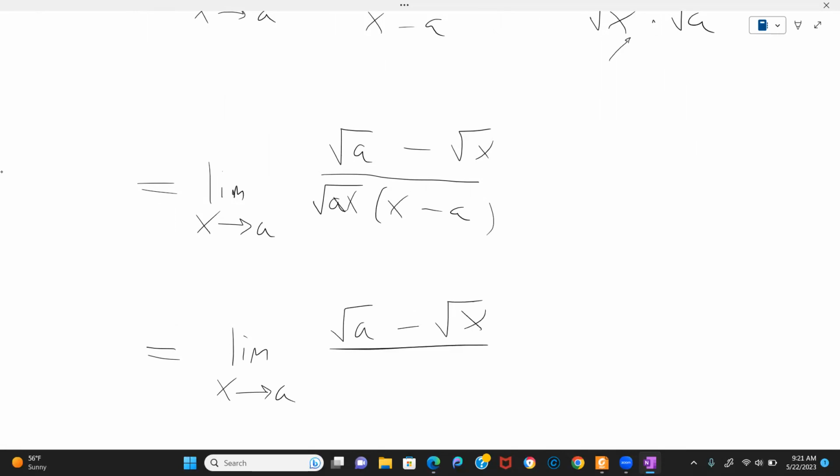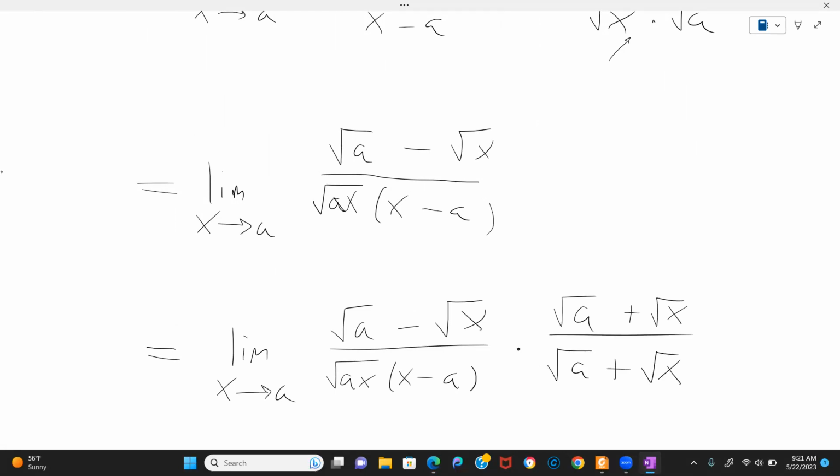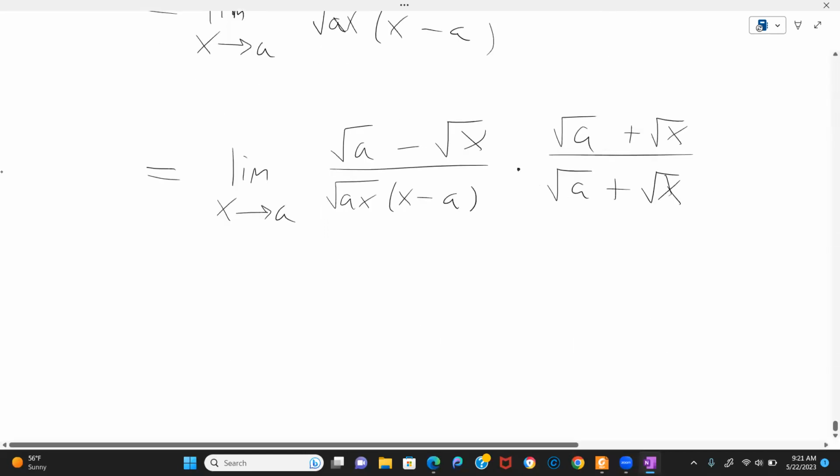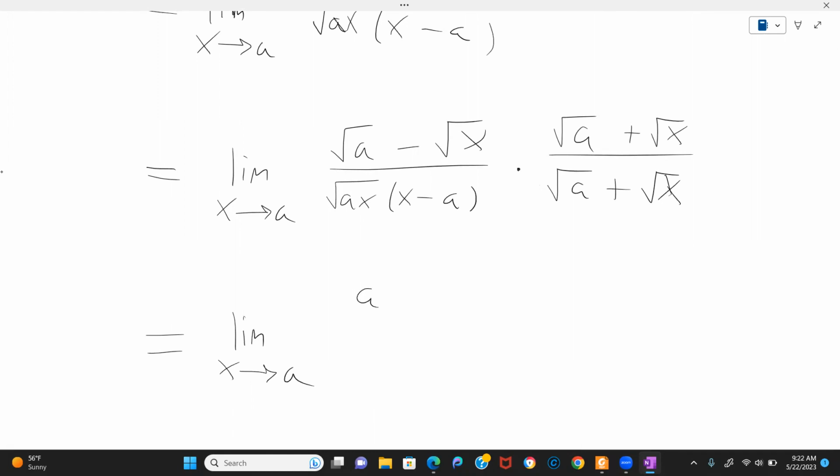So when you do this, you're going to get times the conjugate of the numerator, so the square root of a plus square root of x, and then you have to divide by that, of course. And then when you do that, the numerator will be a minus x over, now I'm not going to combine everything in the numerator, I'm just going to leave it as a product. And sorry, the denominator will be this product, these three terms.